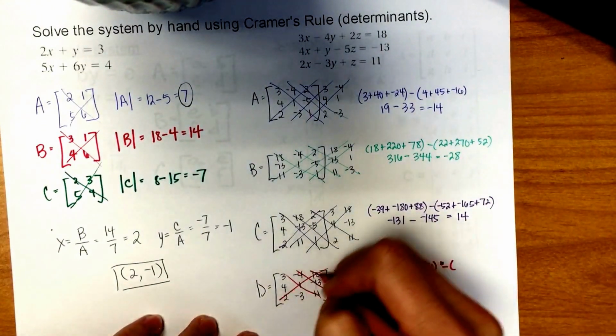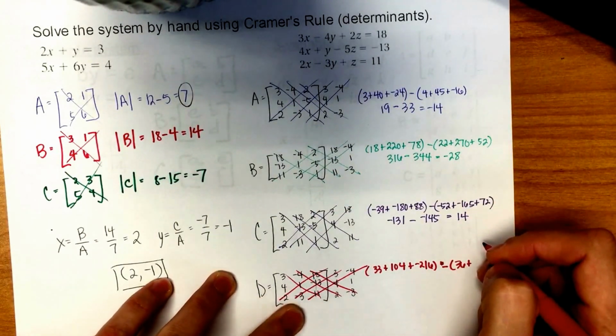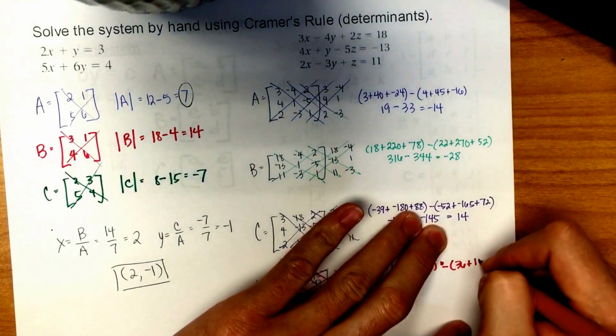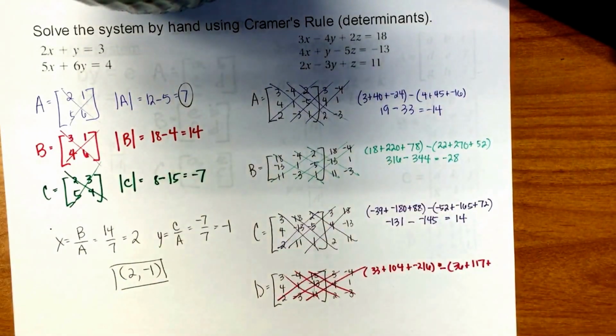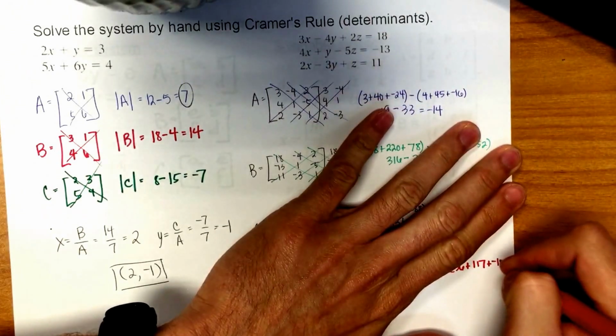Go up the diagonals. First diagonal, 36. Second diagonal, negative 3, 13, negative 13, and 3, 117. And the last one, 11, 4, and negative 4, we're going to get negative 176.